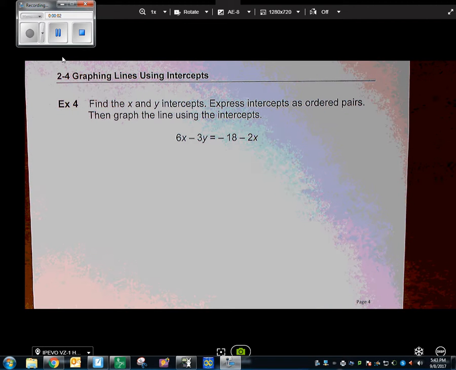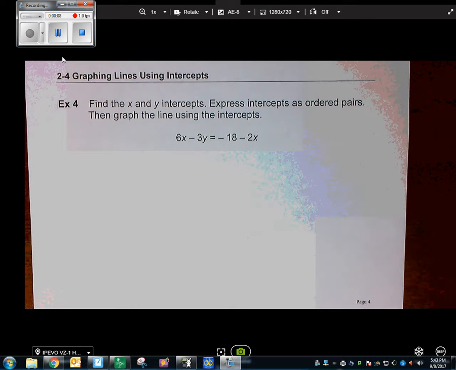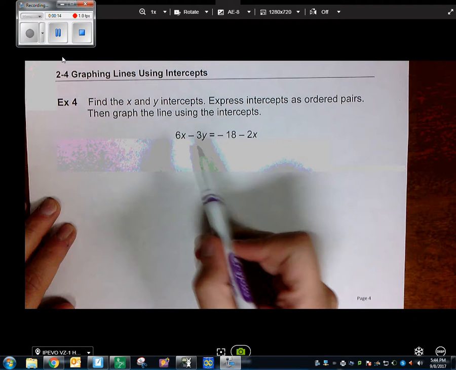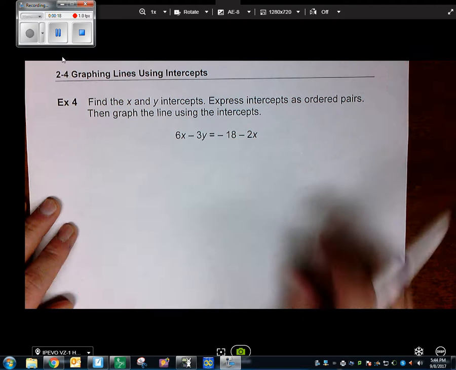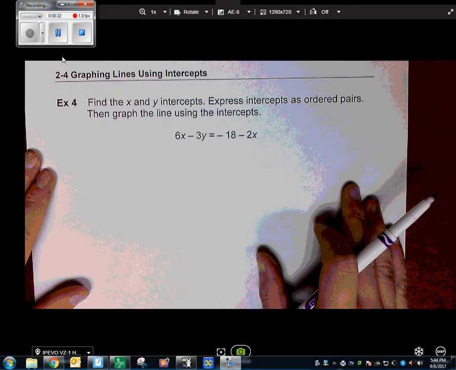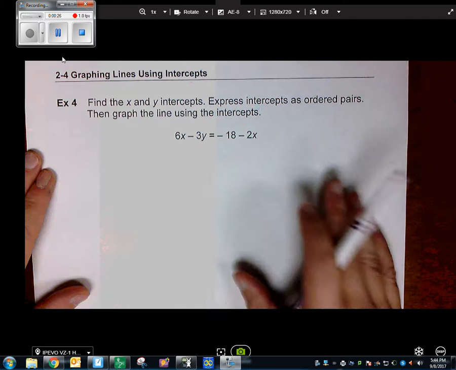Good to have you back for example 4, more with finding intercepts and using those intercepts to graph our lines. All right, let's do it. In this example, you'll notice that on both sides of our equation, we have something that involves x. Nothing to be alarmed about. We're still going to solve for our x-intercept and y-intercept the same way we have in the previous 3 examples.